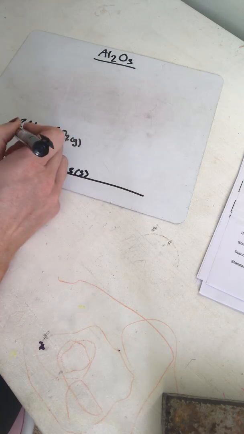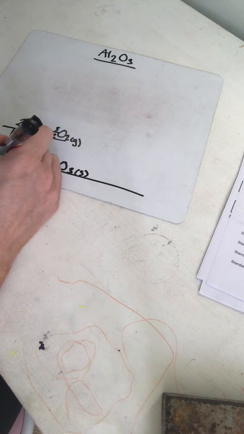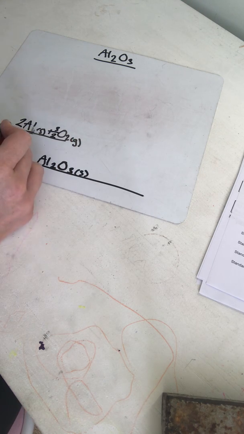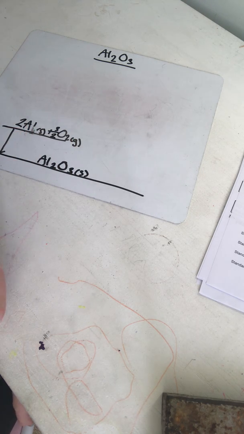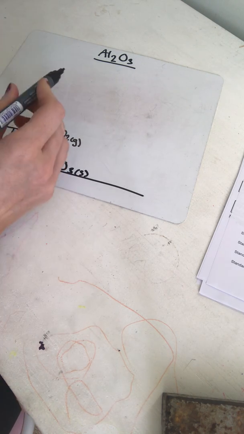Now, the enthalpy of formation from our elements in their standard states to the ionic compound is an exothermic process. Energy is given out during that process. We're bond making. So the arrow is going to point downwards for that.